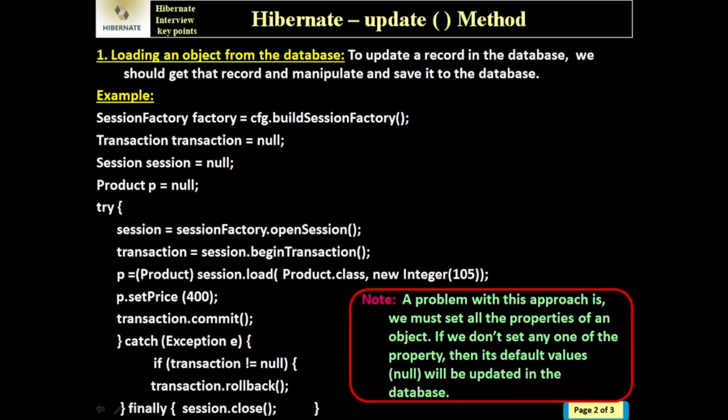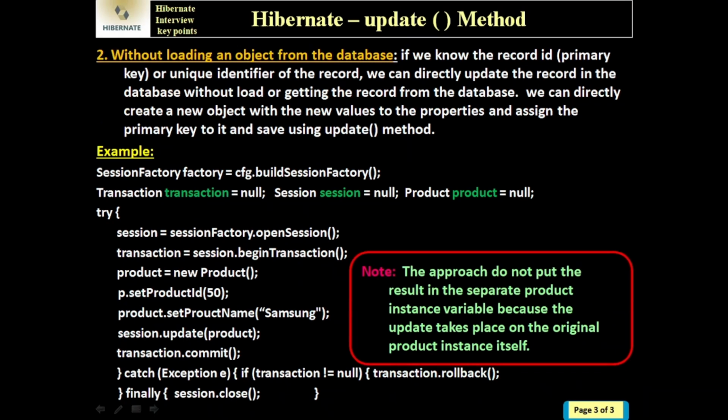Note, a problem with this approach is we must set all the properties of an object. If we don't set any one of the properties, then its default value, null, will be updated in the database. Next, the second way. If we know the record ID, primary key, or unique identifier of the record, we can directly update the record in the database without loading or getting the record from the database.